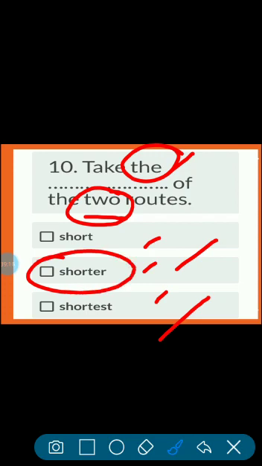Why? Here is another rule that we discussed in articles. The article the is used for showing the choice between two before a comparative degree. When there is a comparative degree and we have to choose one of them, we use the before that comparative degree. So this is the rule of articles. So according to that rule of articles, we are using here shorter. Take the shorter of the two routes.